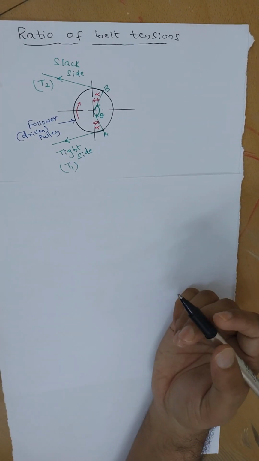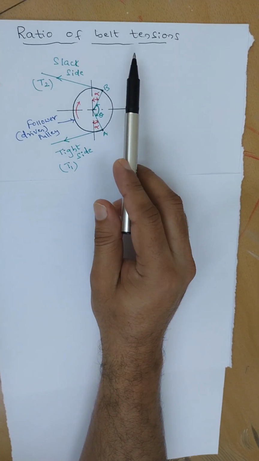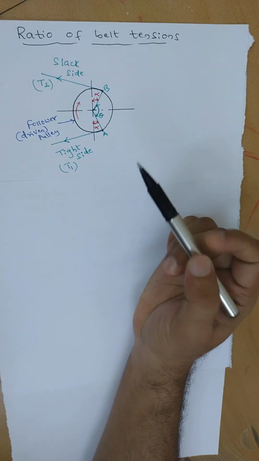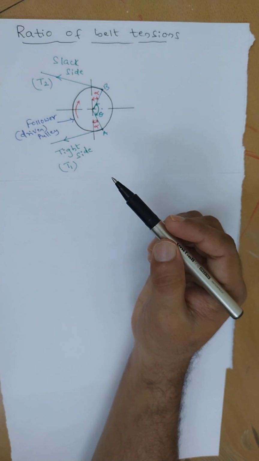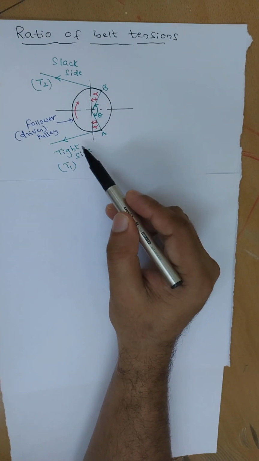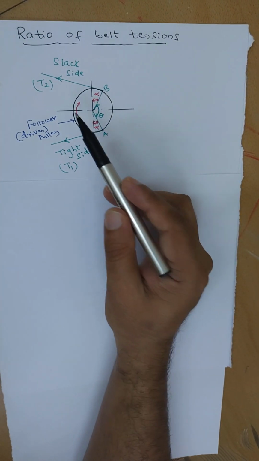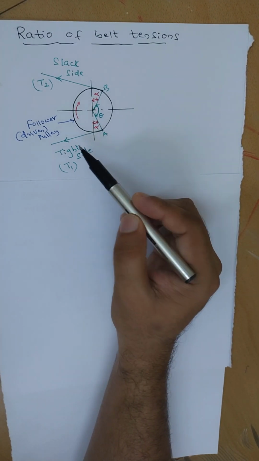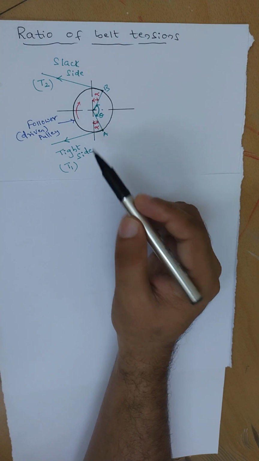In this video, we will derive an expression for the ratio of belt tensions. Okay, so we know the tensions here. There are two types of tensions created in the open belt drive or cross belt drive. One is the tension in the tight side and one more is the tension in the slack side. We need the relationship between these two in terms of the contact angle, which we will derive later.